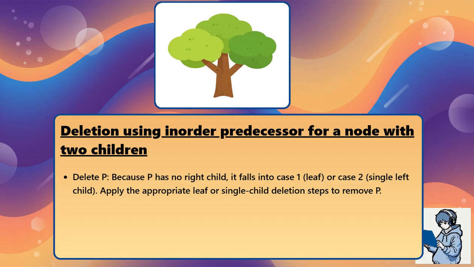Delete p. Because p has no right child, it falls into case 1, leaf, or case 2, single left child. Apply the appropriate leaf or single child deletion steps to remove p.